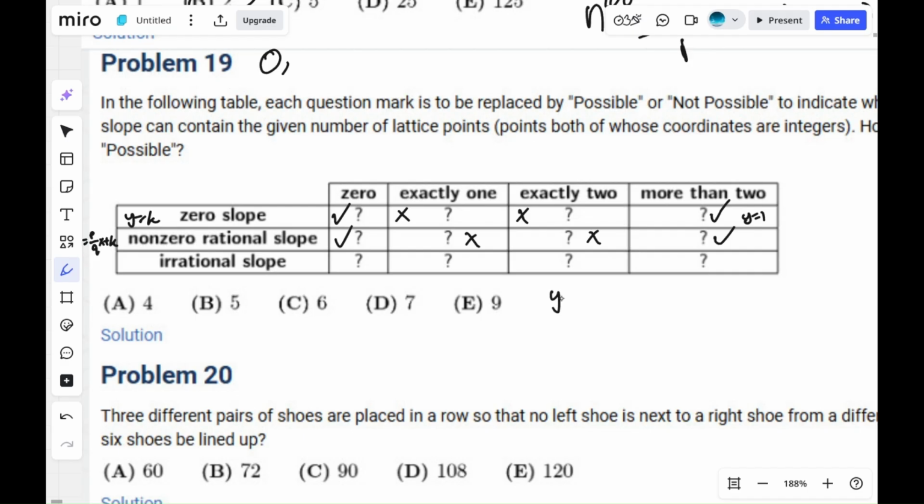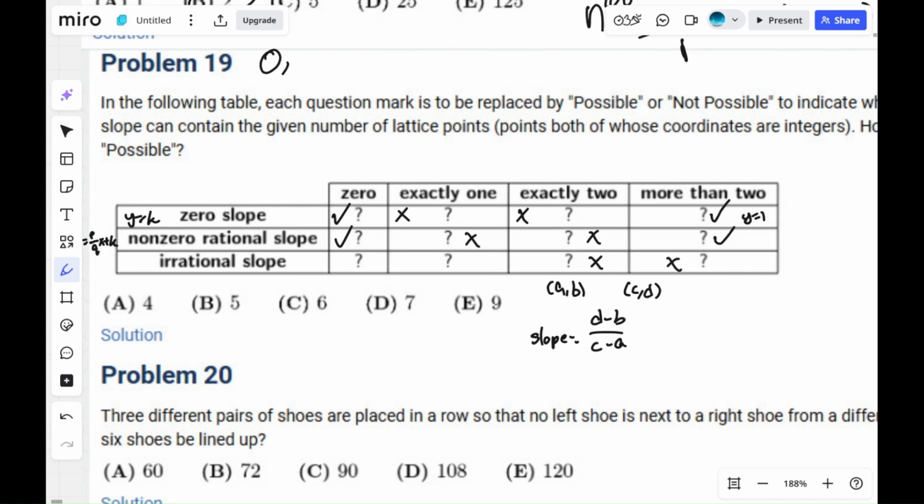So for our last case, irrational slope, let's say that there are two lattice points, (a, b) and (c, d), for example. Then the slope would be (d minus b) over (c minus a). And that would be rational. But that's a contradiction because it says irrational slope. So that means that there cannot be exactly 2 or more than 2 lattice points. But there can be 0 and 1.